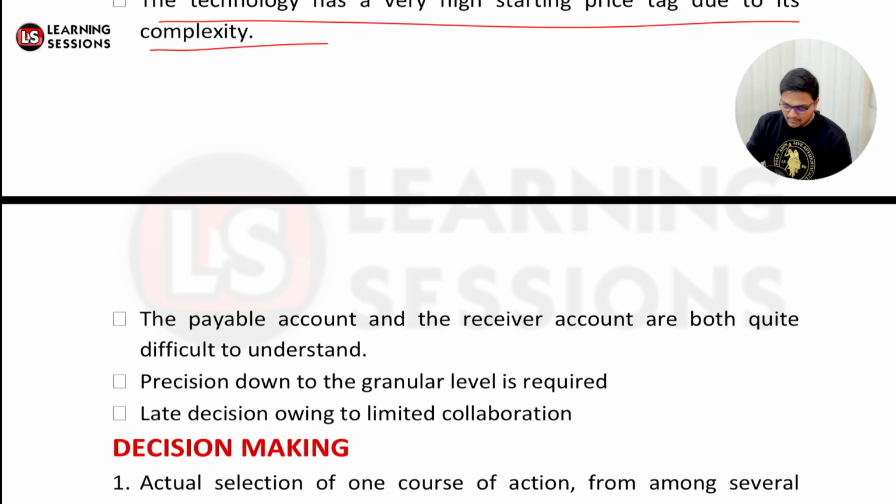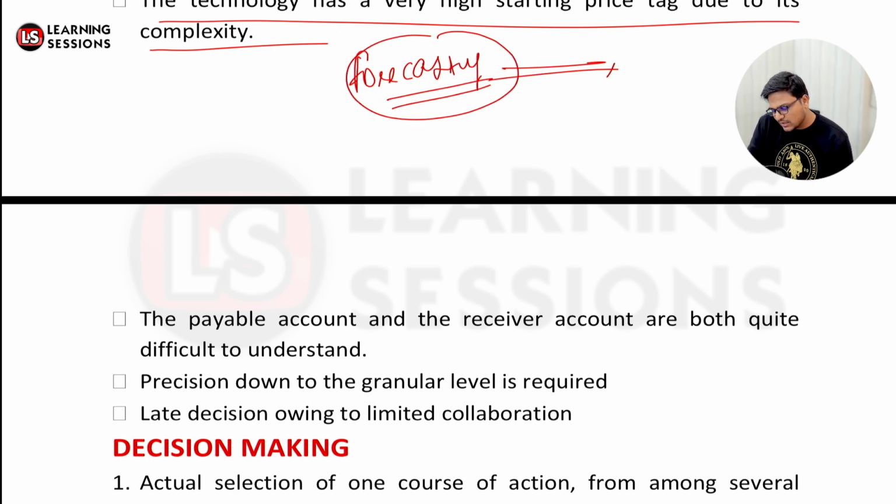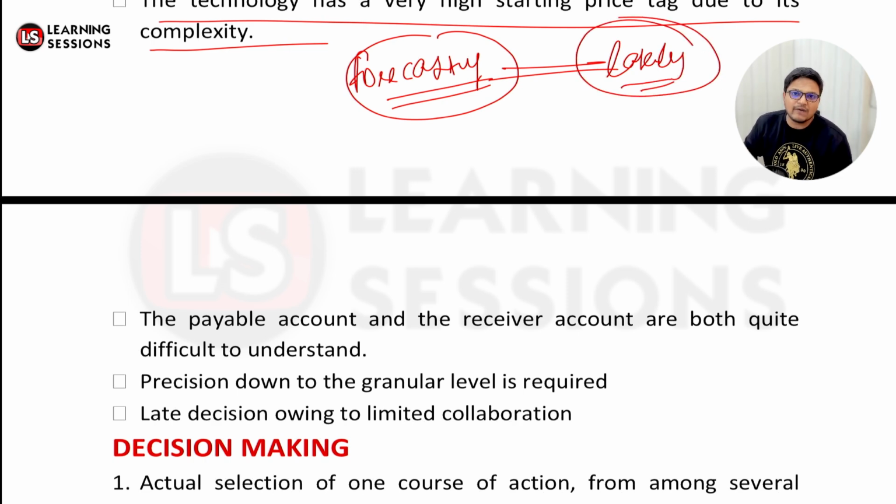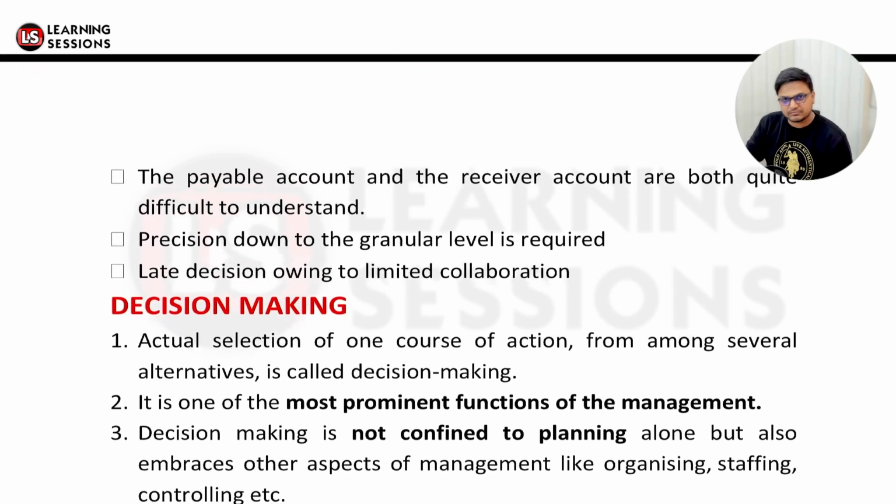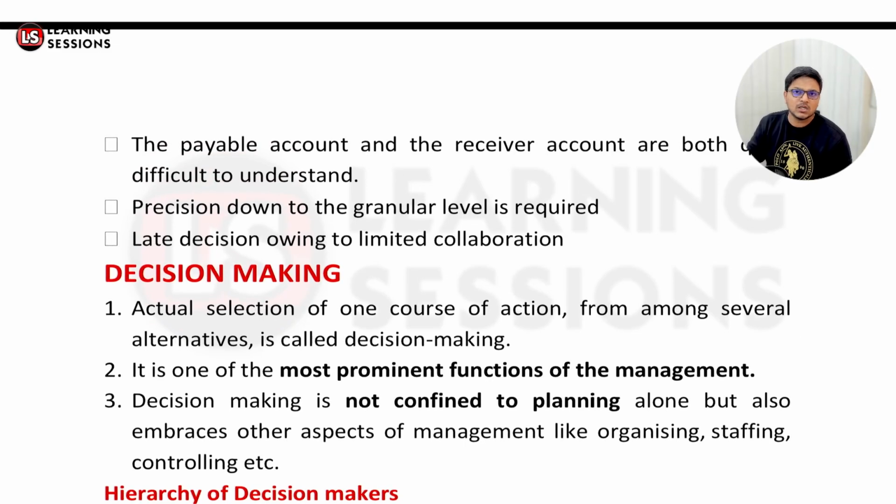And late decision: if I am forecasting, but I am forecasting late, the information is stale and not useful, right? After that, it's related to decision making. Now, what is decision making? Once you have different alternatives, you have to select the best out of them, and that is decision making.